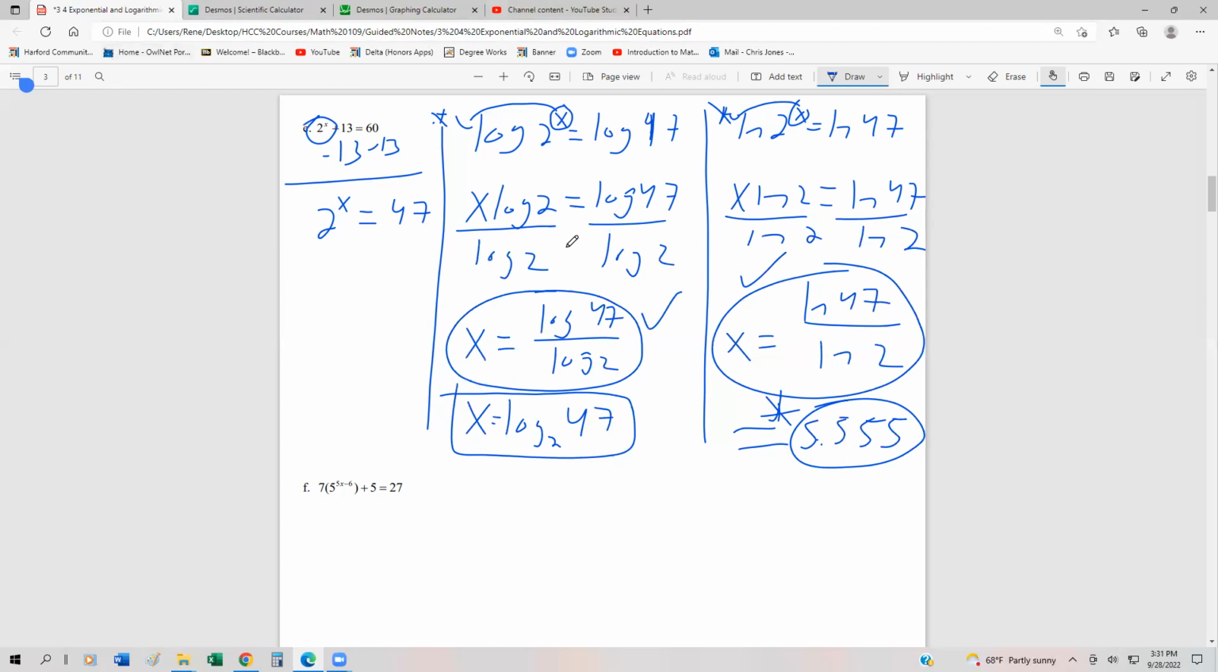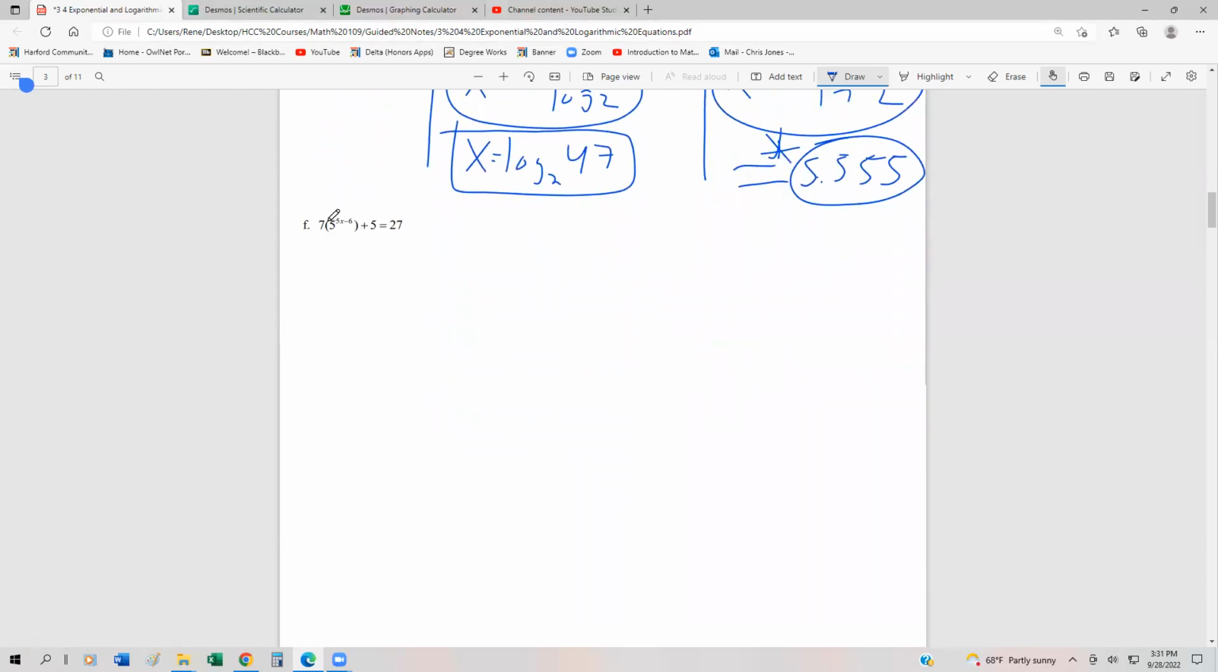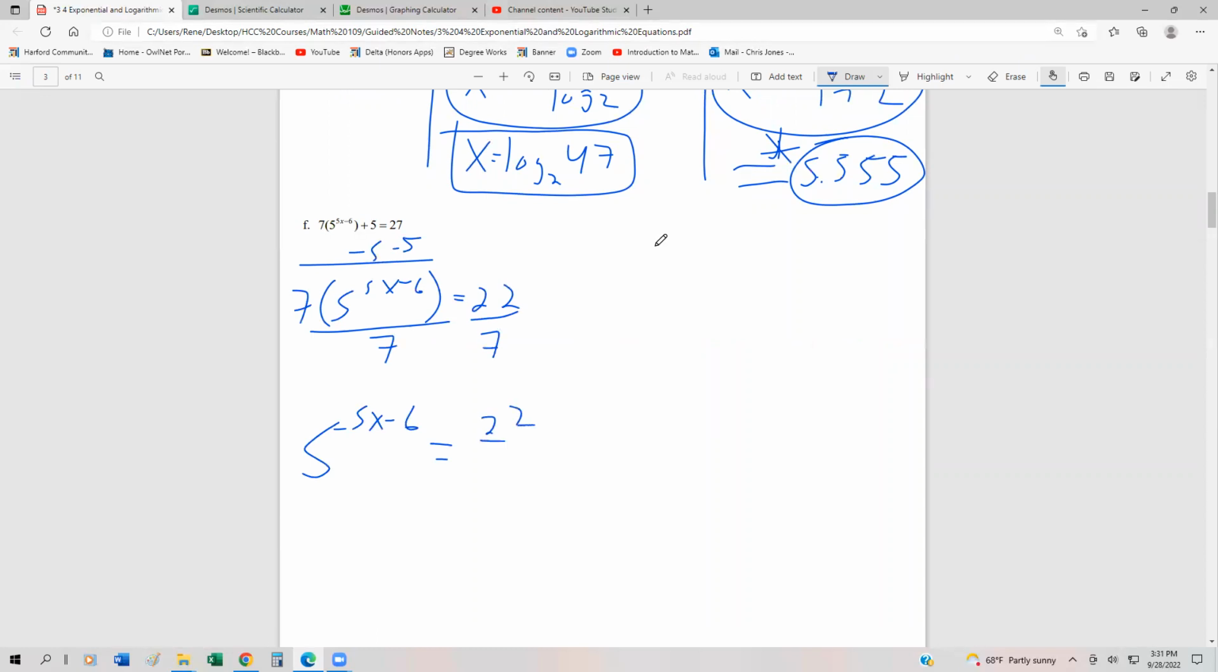So now that we know this technique, we can solve any sort of exponential equation, whether we can get a common base or not. So for example, we have 7 times 5 raised to the 5x minus 6, plus 5. Let's start by subtracting 5 from both sides. And that's going to leave me with 7 quantity, 5 to the 5x minus 6 equals 22. I'm going to divide by 7. And that's going to be 5 to the 5x minus 6 equals 22 over 7.